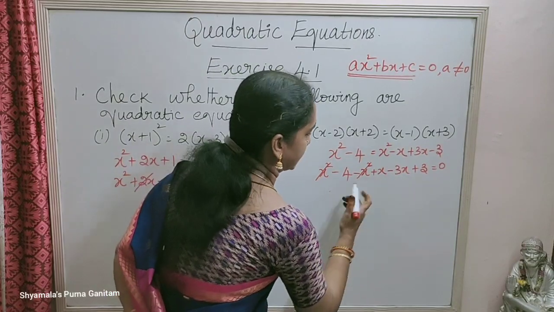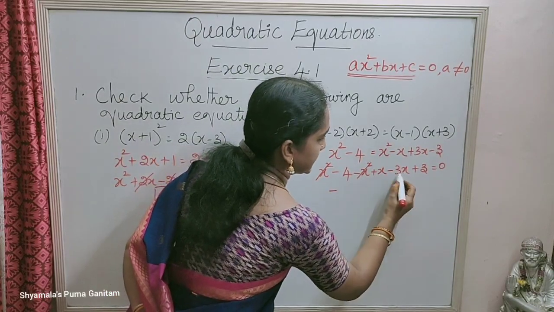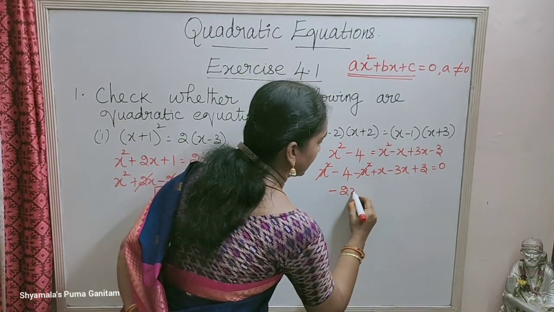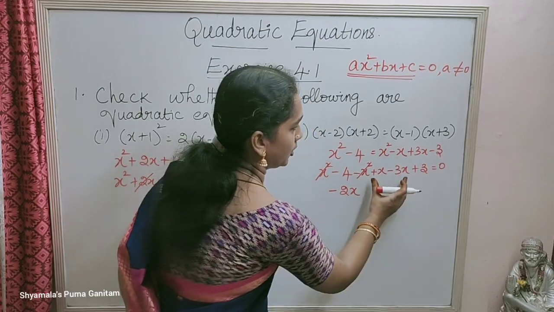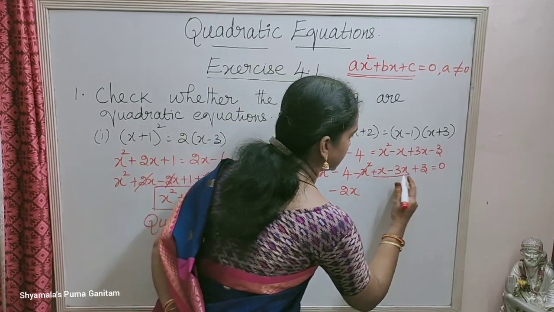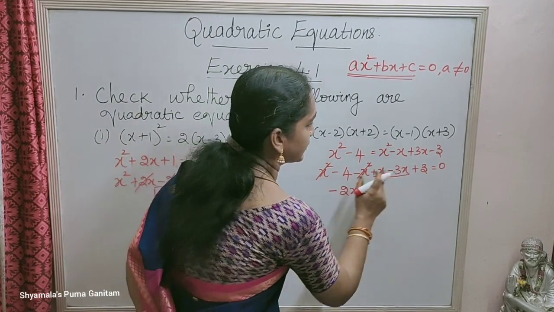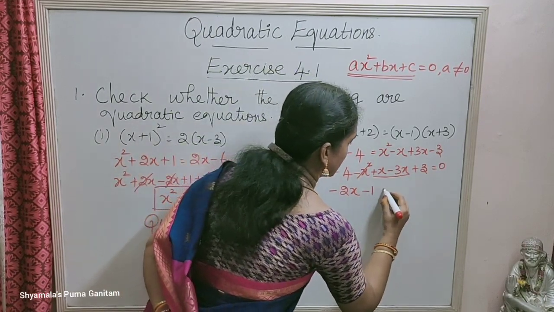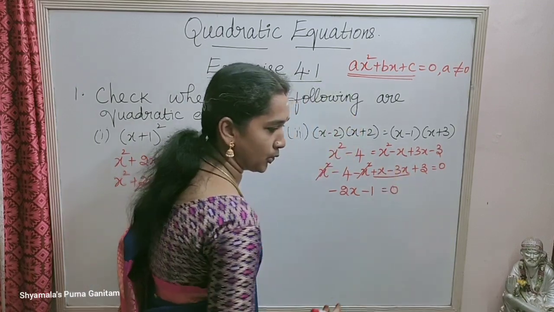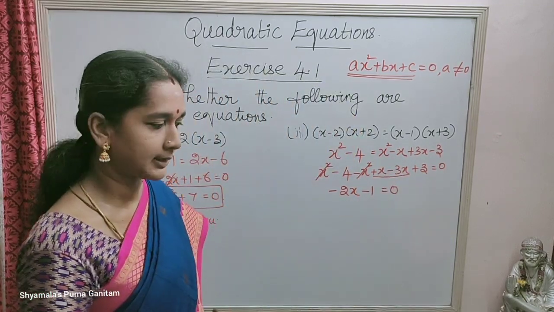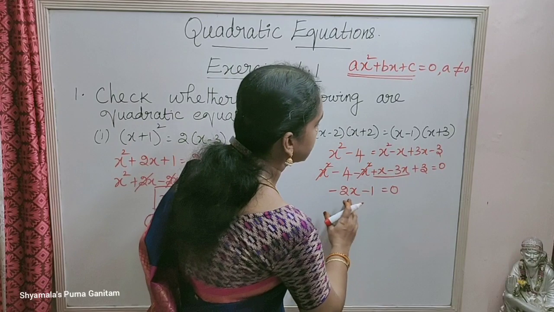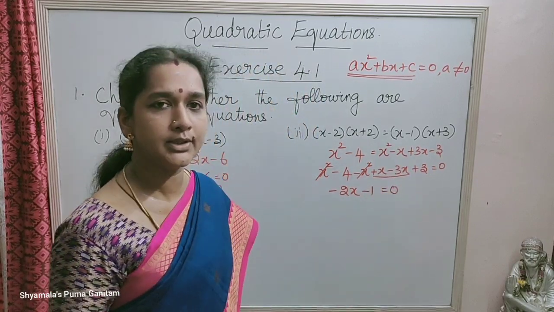The remaining are the x terms. So x term is plus x minus 3x, which will be minus 2x. These two are x terms, so when we combine them, we'll get minus 2x. Then minus 4 plus 3 is minus 1, equal to 0. So this is minus 2x minus 1 is equal to 0.